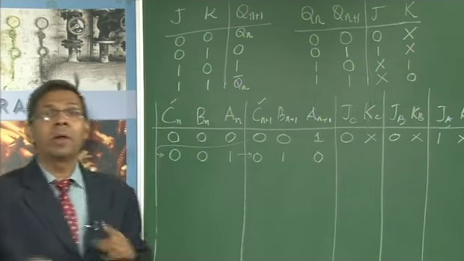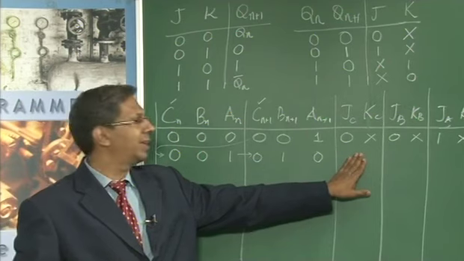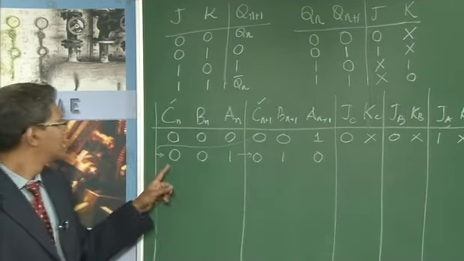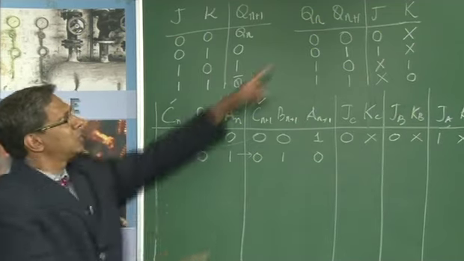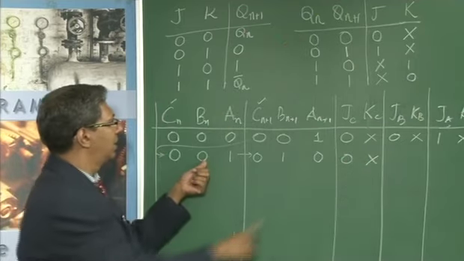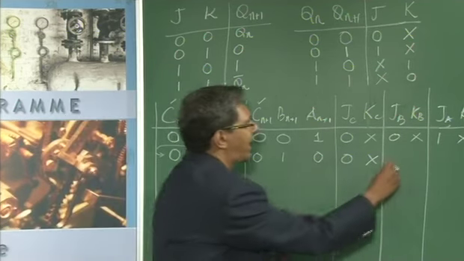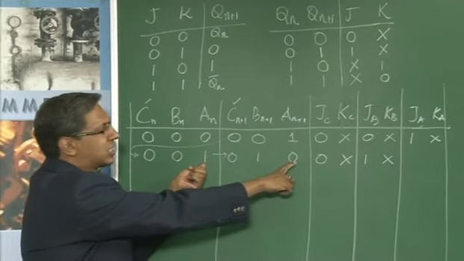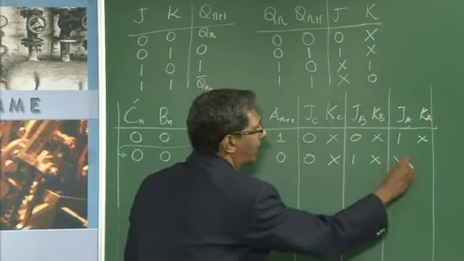So again you have to repeat the procedure. What is the procedure? Write the values for JC, KC, JB, KB and JA, KA. For flip-flop C, it's again 0 to 0, which is 0x. This time B is transitioning from 0 to 1, so it will be 1 and x. And A is transitioning from 1 to 0, so 1 to 0 is x and 1.